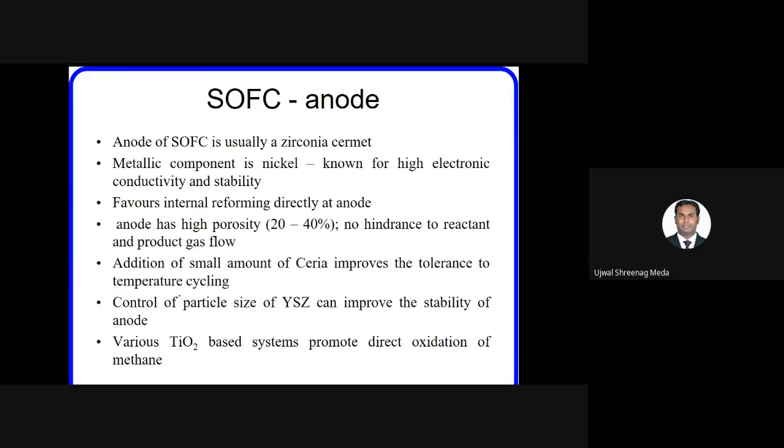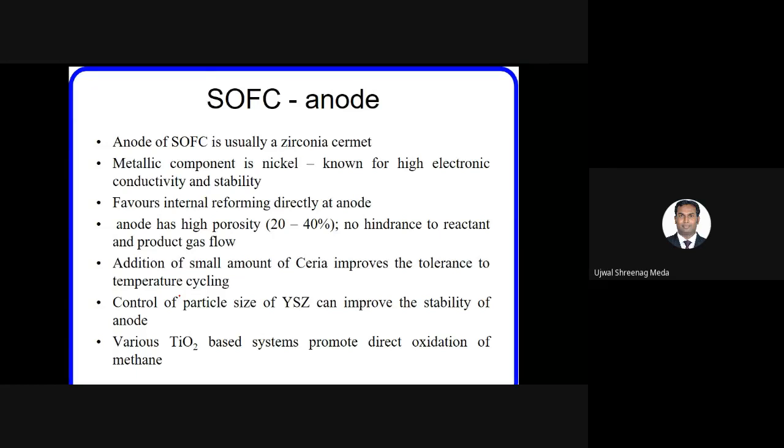And coming to the porosity, it will be in the order of 20 to 40%, just to make sure that there is no hindrance to the flow of the gases. And ceria is a material that can be added as a dopant when it comes to fabricating or manufacturing of these anode electrodes, which improves the tolerance to temperature cycling.